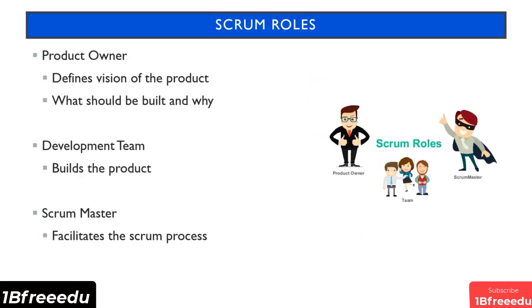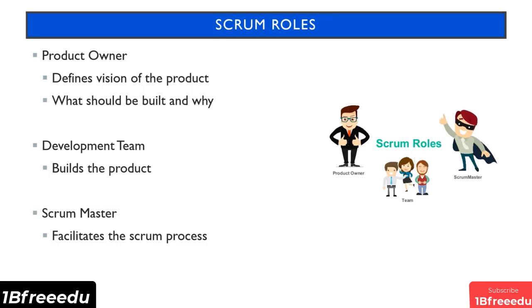Now, when it comes to Scrum, there are a few roles with specific responsibilities. The product owner basically owns the product and defines the vision of the product. In other words, he or she defines what should be built and why. As a result, the product owner is responsible for defining what goes into the product backlog. He also creates the user stories, prioritizes them, and ensures they are groomed with all relevant details.